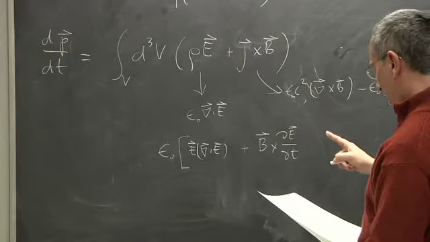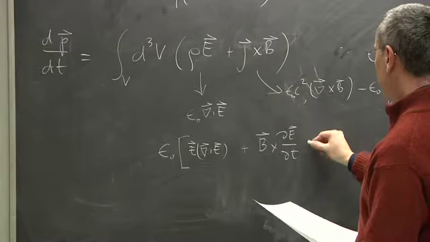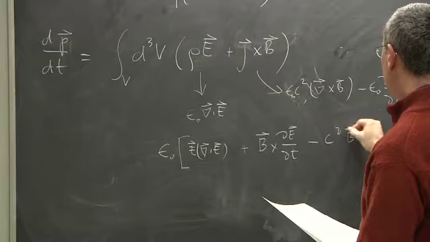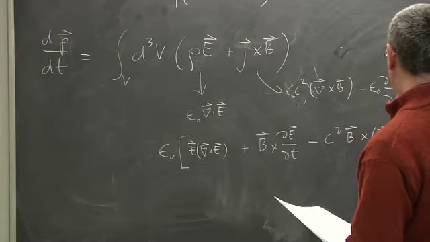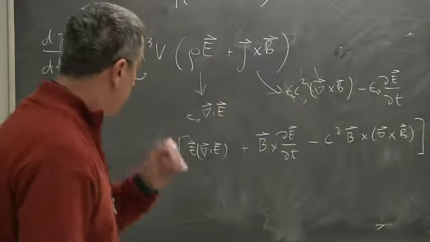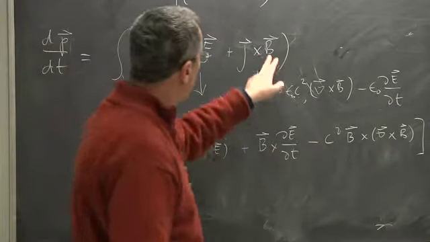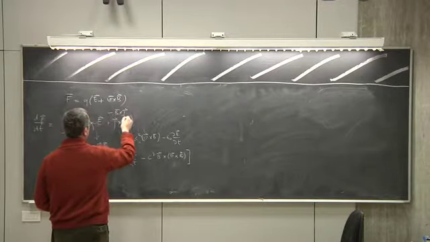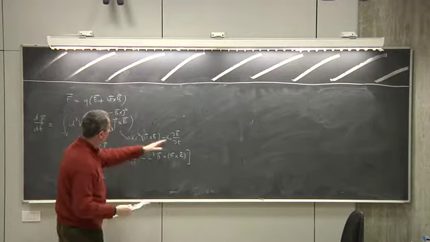And then I have also the other term. Now I put a minus c squared B cross this. I pull the B in front, so I get minus B cross J, and then I replace J by these two terms. I get this.